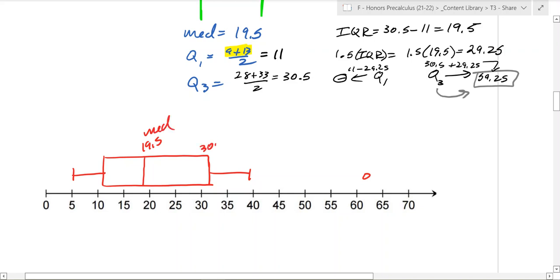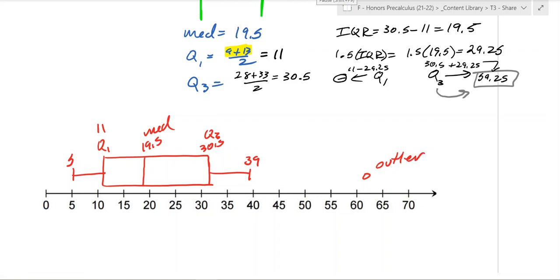You can label this 30.5 as quartile 3. Quartile 1 was 11. Then you have 5 and 39 here, and then this is the outlier right up here. This is a modified box plot because we took out the outlier. And there could be more than one.